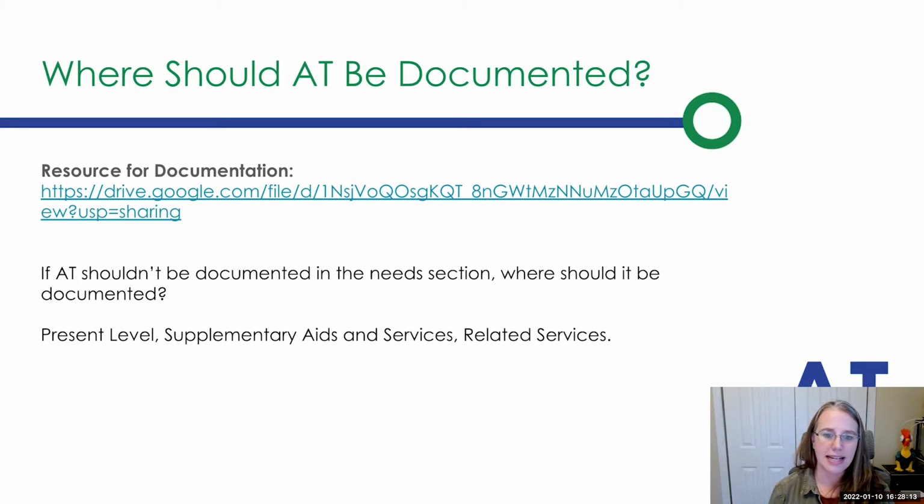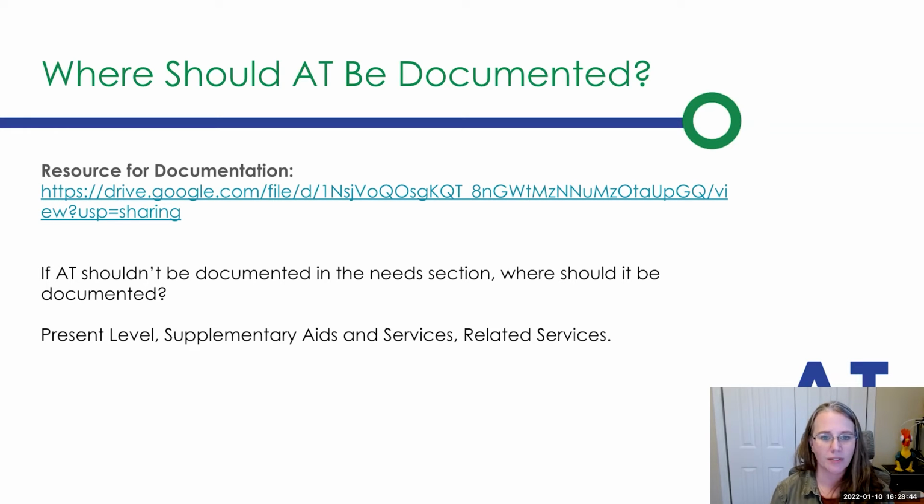Related services is that next section, and that's where services are going to go. So if your team determines that the student needs an assistive technology evaluation and they need time that an adult or another person spends with them, or if the student is learning assistive technology and the team feels that it is important that a person provides assistive technology services for the student to learn and practice using the tool, that's going to go under related services. So there's kind of those two separate areas.